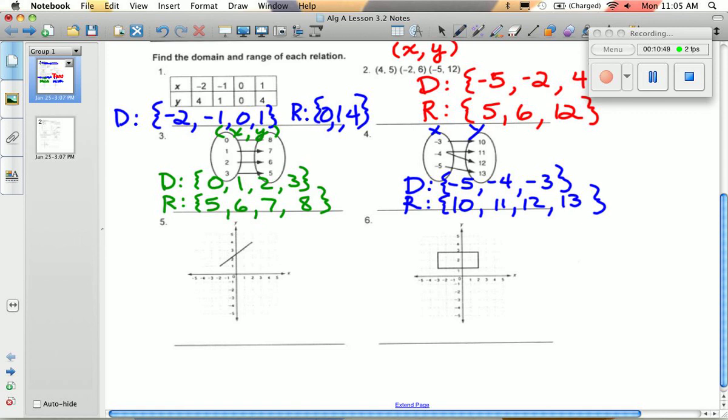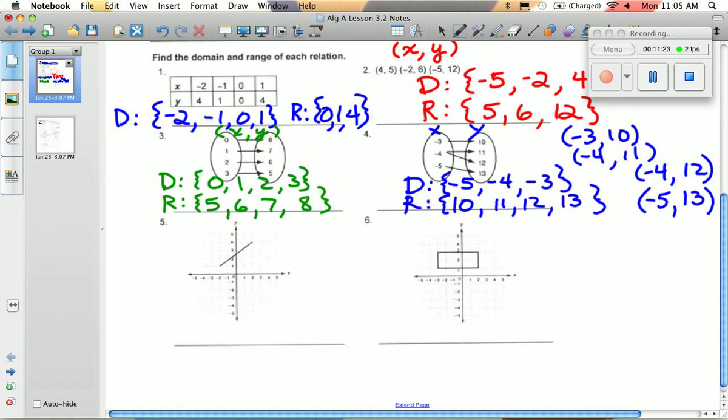Well, look what it says. When x is negative 3, y is 10. When x is negative 4, y is 11 or 12. So there are 2 ordered pairs right there, 2 separate points. And then when x is negative 5, y is 13. So in reality, there are 4 ordered pairs here.